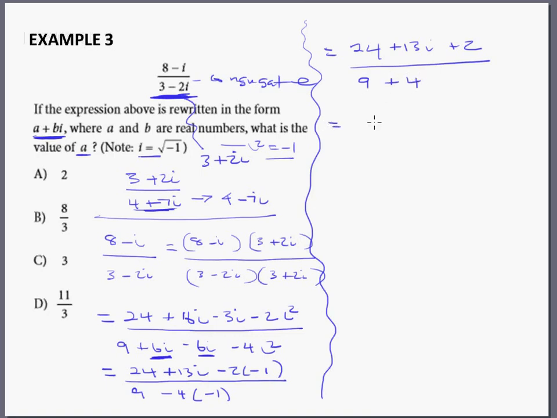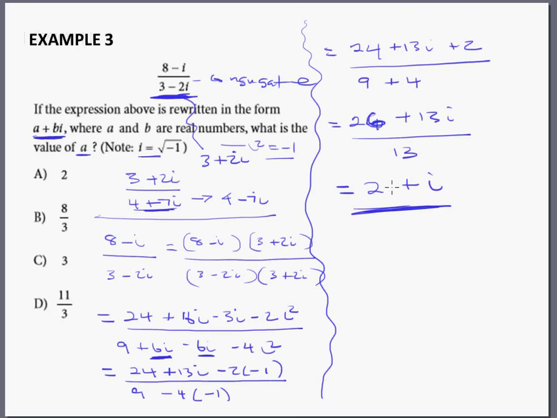So this whole thing now becomes 24. This is actually 26 then, because 24 plus 2 is 26, plus 13i. You divide this by 9 plus 4, which is also 13, and when you divide both sides, 26 divided by 13 will give me 2, plus 13i divided by 13 gives i. So the whole thing can now be reduced into 2 plus i.